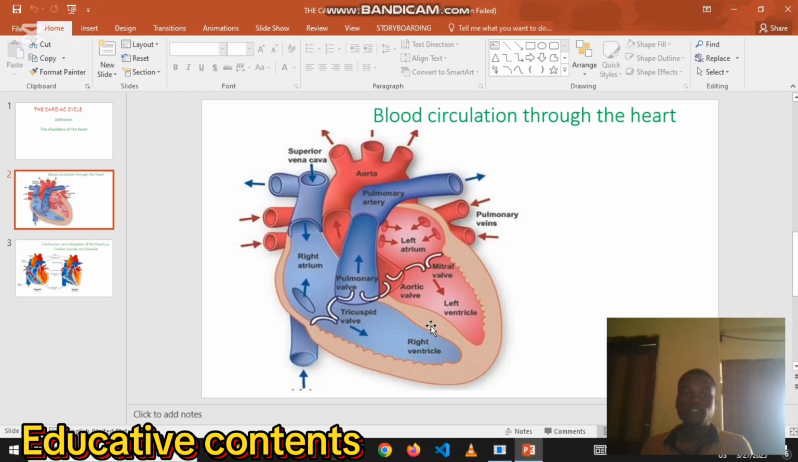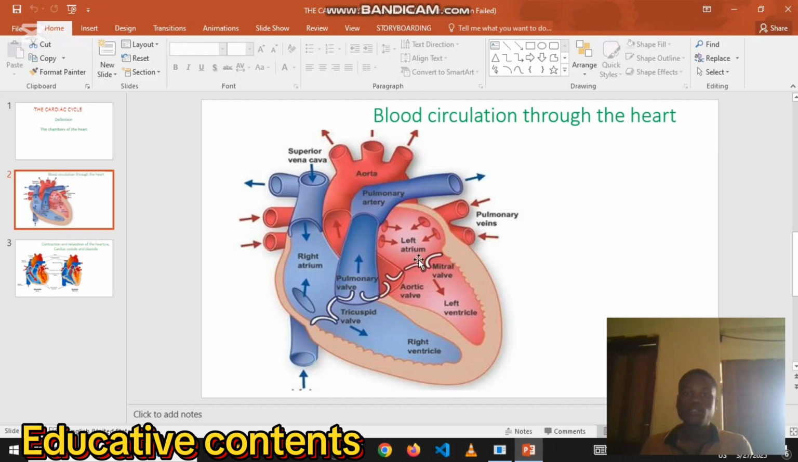Okay, how does blood flow through the heart? The left side of the heart will always contain oxygenated blood, and the right side of the heart will always contain deoxygenated blood. What happens is that when blood is oxygenated in the lungs, it is brought to the left side of the heart through the pulmonary veins. It enters the left side of the heart and precisely the left atrium. That's how oxygenated blood enters the heart.